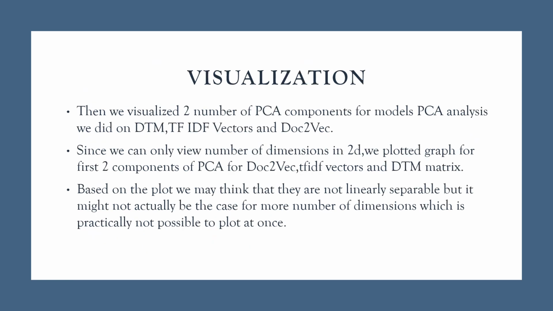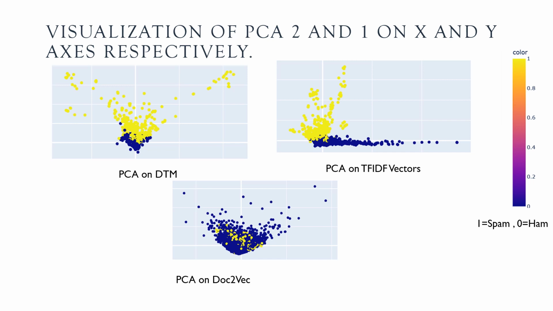We have done a visualization of the PCA components. We have selected the first two PCA components. We have got the graphs as given here. The PCA components for DTM as well as TF-IDF and doc2vec are as given here, and the yellow ones show it is a spam message, and the blue dots show that it is a ham message.